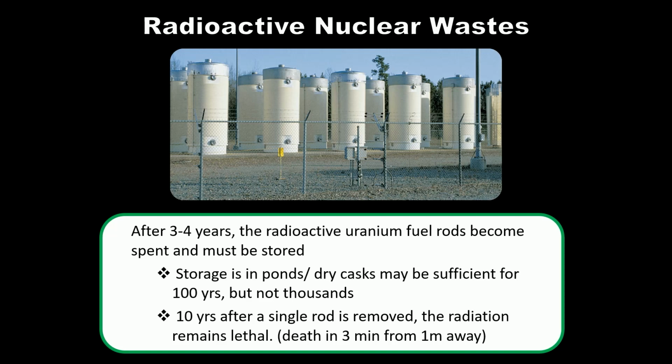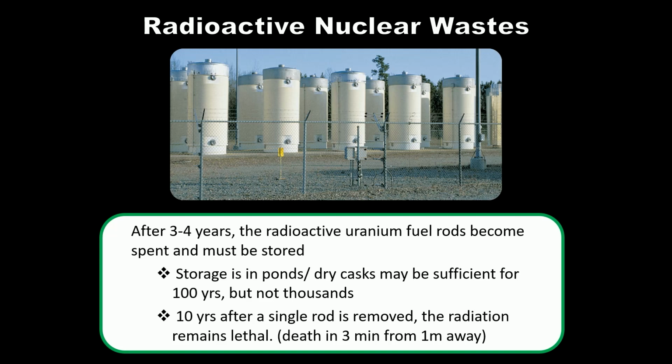Note here, it says, after 3 to 4 years, the radioactive uranium fuel rods become spent and must be stored. And what did we learn on the first slide of this video? There could be about 51,000 fuel rods in a single nuclear power plant facility. So think about that.